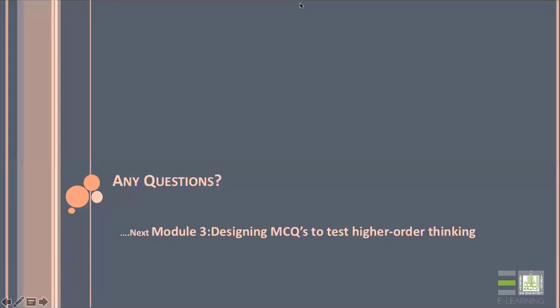There's a question that asks, would it not be best to place the alternatives in alphabetical order? So a good approach would be to list the alternatives in either numerical order or chronological order, so that, again, you're not giving away clues to students, and you've got that consistency throughout.